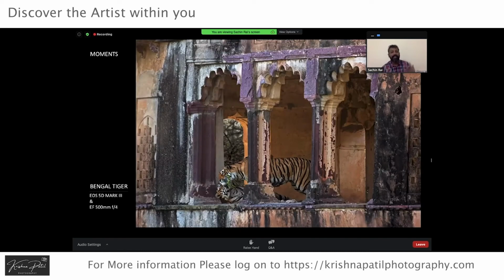A storytelling image. This is from Ranthambore, a very famous place. This is the place where the female and the male are. There is a courting pair, which means a husband and wife concept, and they are breeding in a hunting palace. This actual structure used to be a hunting palace.